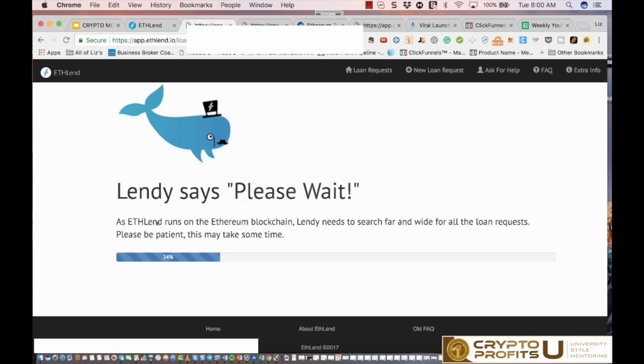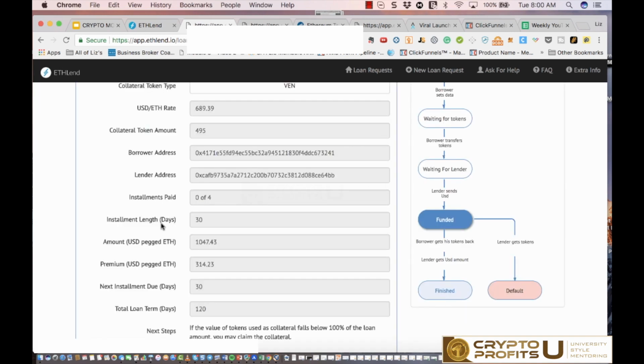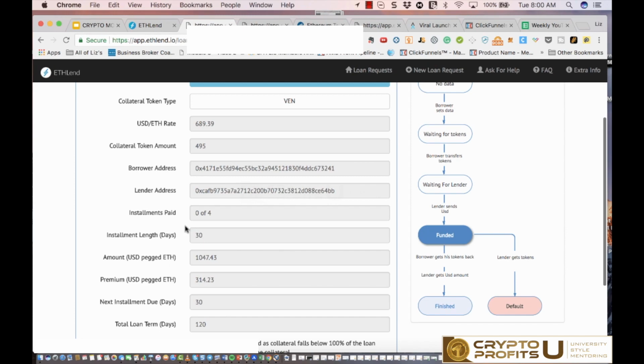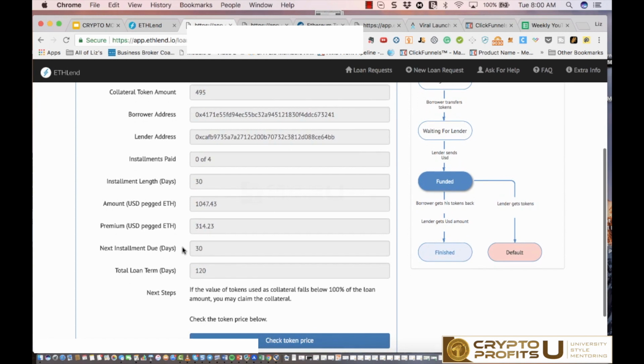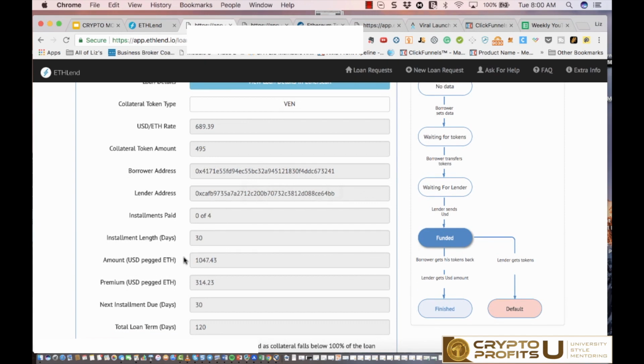So whatever tokens I'm thinking of lending, I pay close attention to the premiums that those have. This was a 30-day installment for 120 days, and 1,047. They pay back 300. So this was maybe 3%, I want to say, and I'm not the best math person, but I think that's what this looks like. Installment due every 30 days. So it looks like Ven is happening. Let's take a look at some other ones.